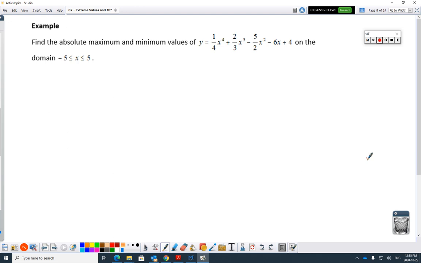Here you go. Find the absolute max and min. Hey, this is the type of question that is not tricky. It'll be on the assignment. One like this. And there'll be no tricks. I'll give you a function and a domain and say go. You just got to know the steps. Here are the steps. Y prime.